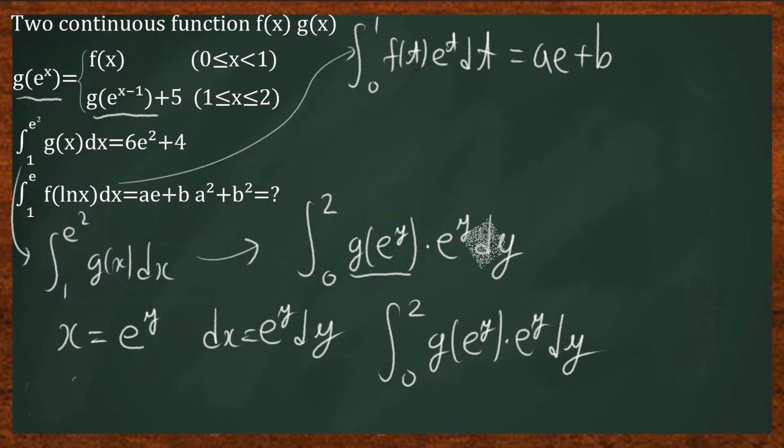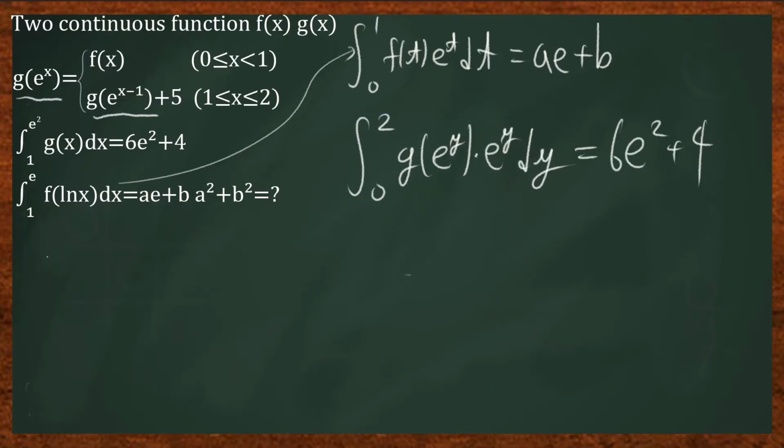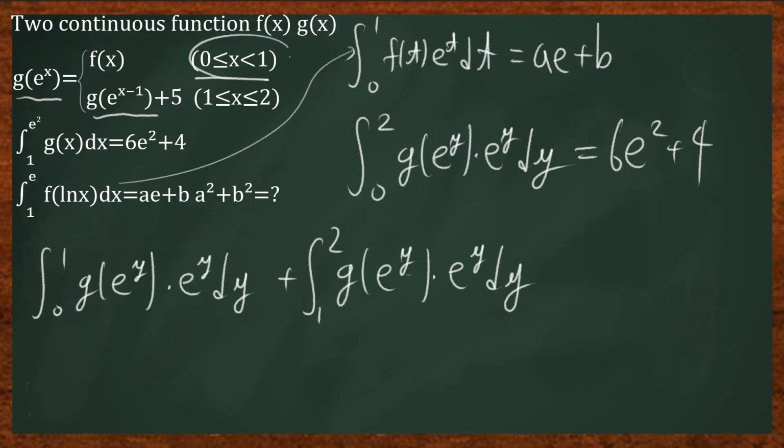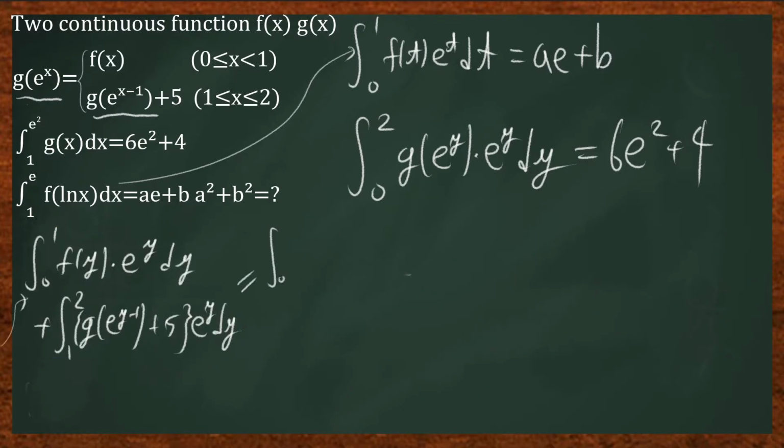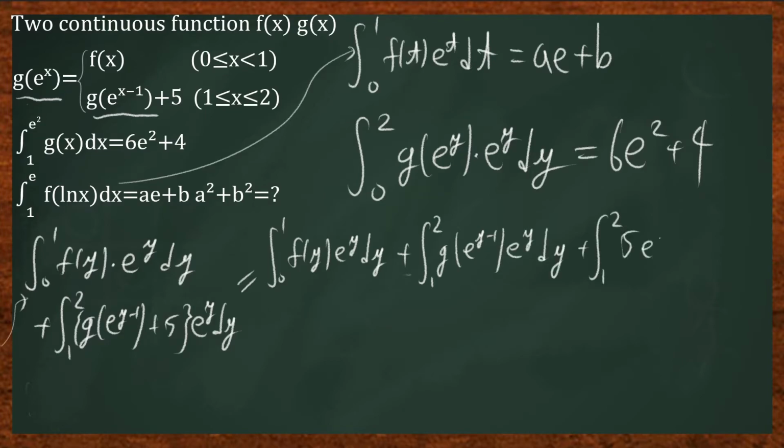Now after that, let's use the second condition. When x is from 0 to 1, it is f(x), and when x is 1 to 2, it is going to be g(e^(x-1)) + 5. Let's put that in the integral. Let's divide the integral from 0 to 1 and 1 to 2 and put in the values of g(e^y). Then the integrals will be shown like this. And if we divide the integral 1 to 2 into the term having g(e^(y-1)) and the term that does not have g involved in it, it will be expressed like this. And this is going to be equal to 6e squared plus 4.